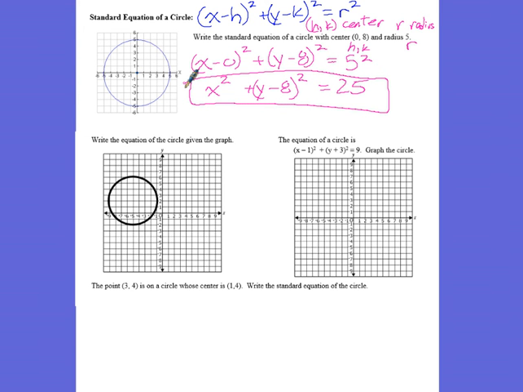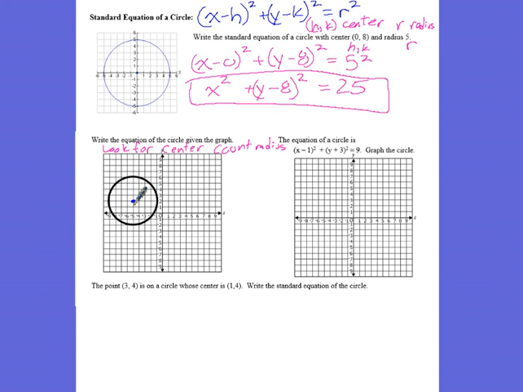The next example says to write the equation of the circle given the graph. So on the graph, you essentially are looking for the center, and then you're going to count the radius. Now you may not get the center immediately. You may not get it on the first try, and that's okay. But the idea is when you count the radius, you should have the same distance in 4 directions. So I'm going to say that the center looks to be about there.